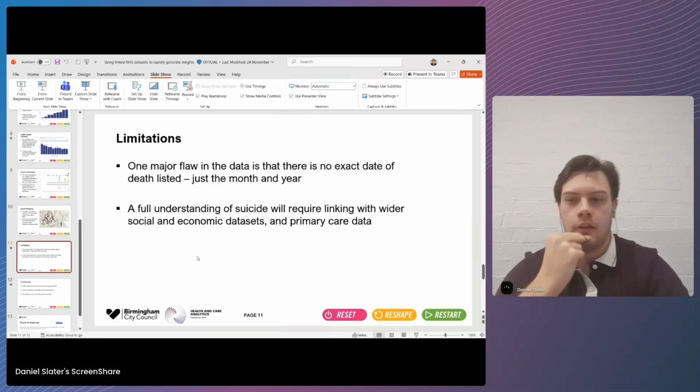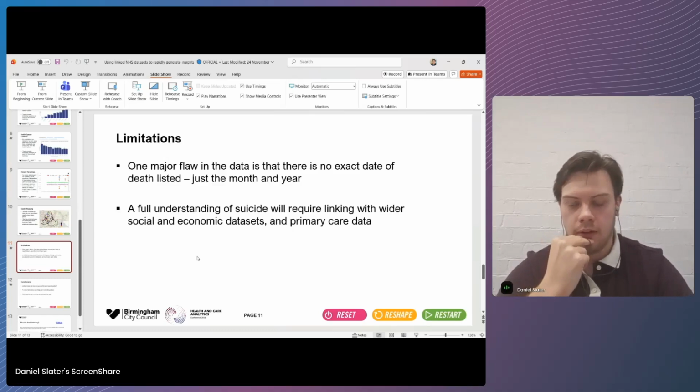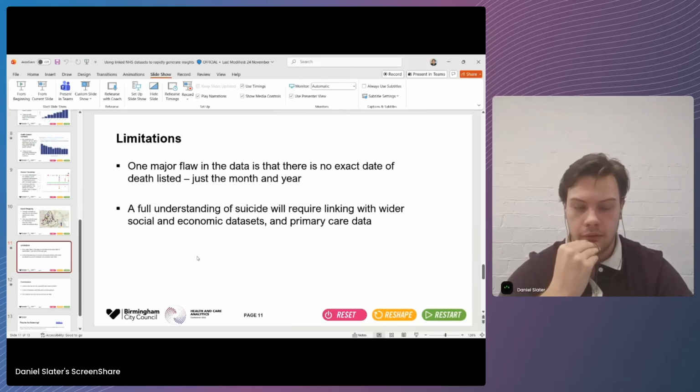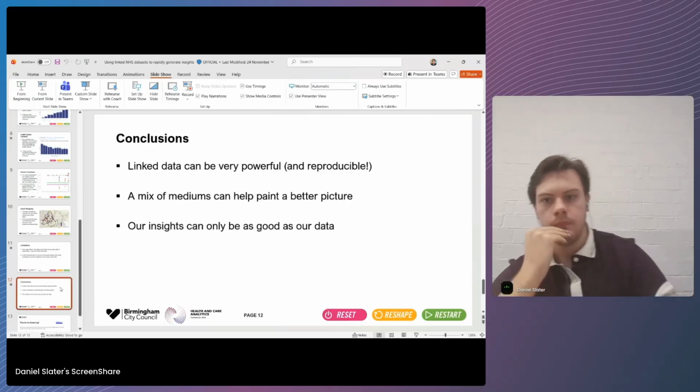And for further work, a full understanding of suicide requires more. It's good to have all this data about health, but there's probably some social and economic data sets that we could link in to get an even better understanding of the people who've died and their pathways. More information to understand these people's individual conditions or economic status would be useful, I feel.